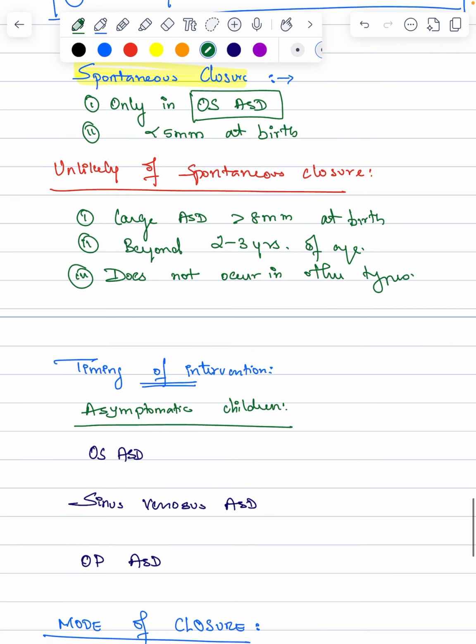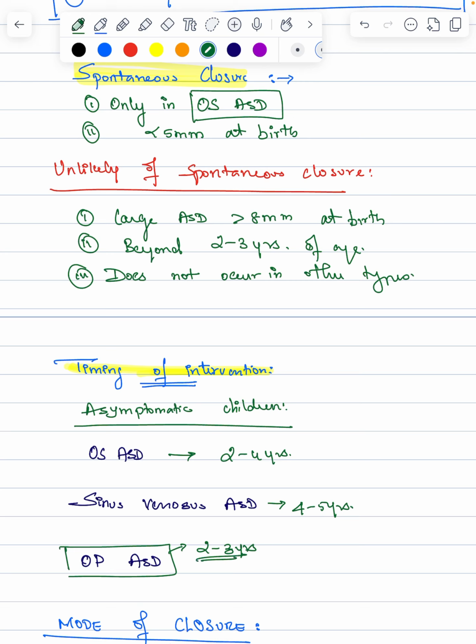Next, when you have to intervene, timing of intervention, that is our topic proper. So timing of intervention in a child with an ASD. Supposing it is an asymptomatic child, what is the timing of intervention in an ostium secundum ASD? It is around 2 to 4 years of age. In a child with sinus venosus ASD without any symptoms, it is 4 to 5 years. In an ostium primum ASD, the timing of intervention is between 2 to 3 years of age.